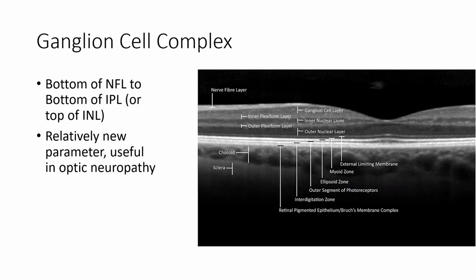The ganglion cell complex thickness is a relatively new parameter utilized frequently in evaluating optic neuropathy because it represents the ganglion cell bodies that form the nerve fiber layer. It is measured between the bottom of the nerve fiber layer to the bottom of the inner plexiform layer or the top of the inner nuclear layer. We use these boundaries because they are relatively easy to segment. Here you can see my drawing of the segmentation of the ganglion cell complex.